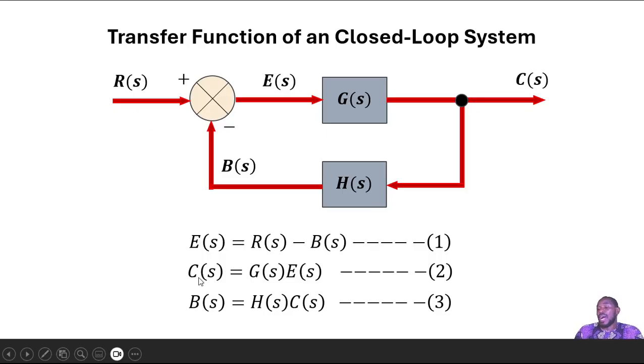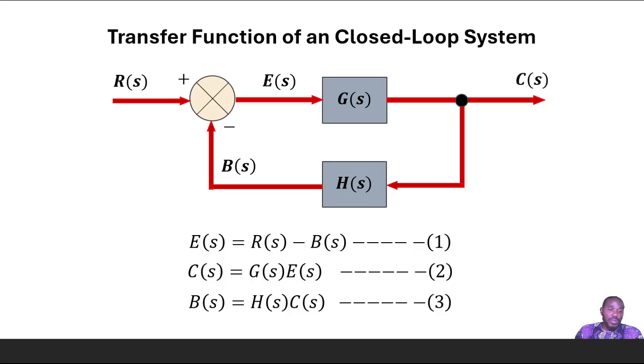Now, when you look at these equations, equation 2 has C of S, right? C of S equals G of S times E of S. But equation 1 has what E of S is. And there is our R of S, which we need to actually define that closed loop transfer function. So we're going to substitute the value of E of S, which is R of S minus B of S, in equation 2. All right? So that's what we're going to do.